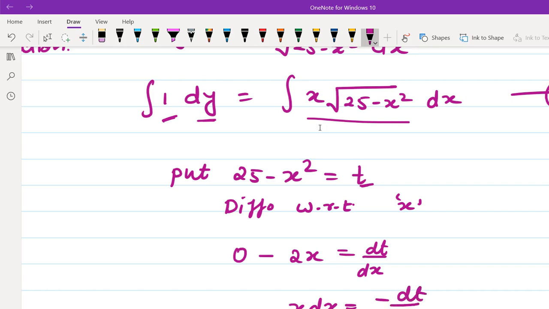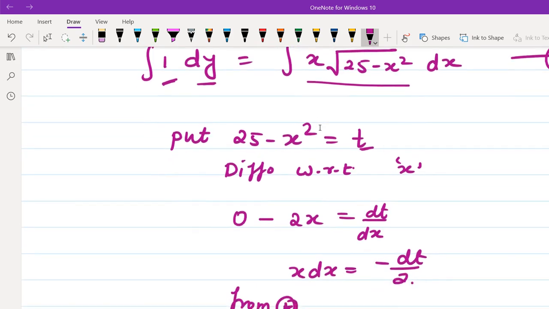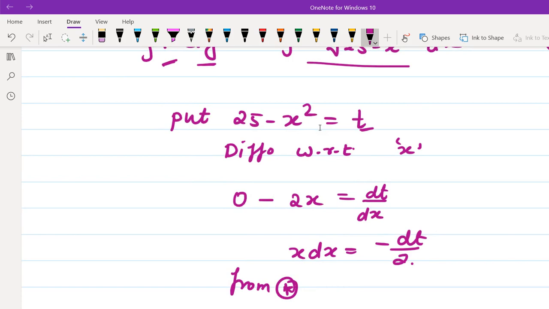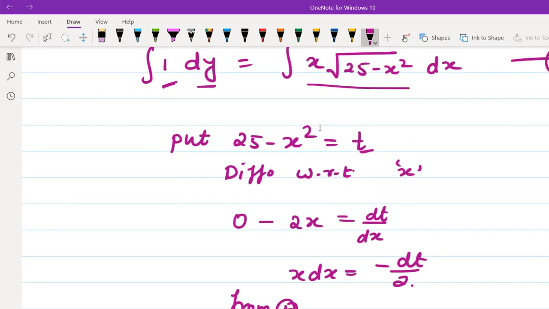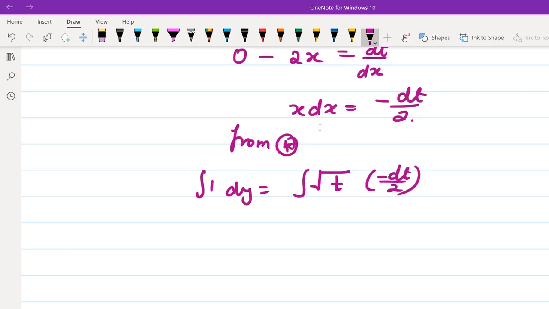Now all these substitutions I'm going to put in star. So from star, what will I get, kids? From star I'll be getting integration of 1 dy is equal to integration of, now under root 25 minus x square I have taken as t, so I am writing that over here, and x dx will become minus dt by 2. Now the calculation will become very easy.